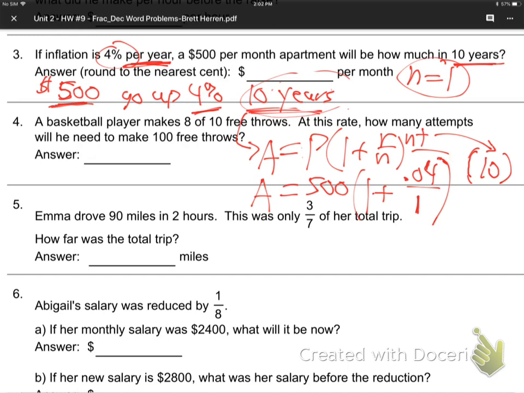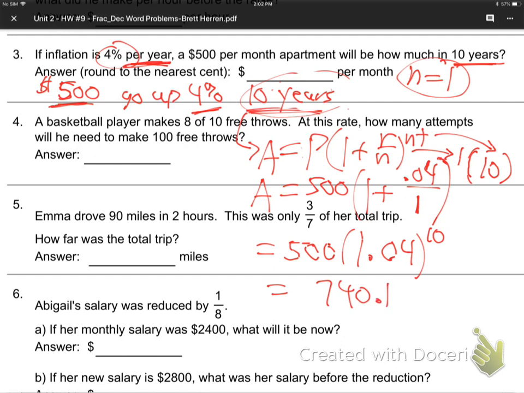And then we just hit the buttons on our calculator. So we're going to get 500 times 1.04 to the 10th. Somebody got that? Somebody quick on the draw? 740.12. That looks reasonable to me. So a $500 apartment will go up to 740.12 in 10 years just because of 4% inflation.